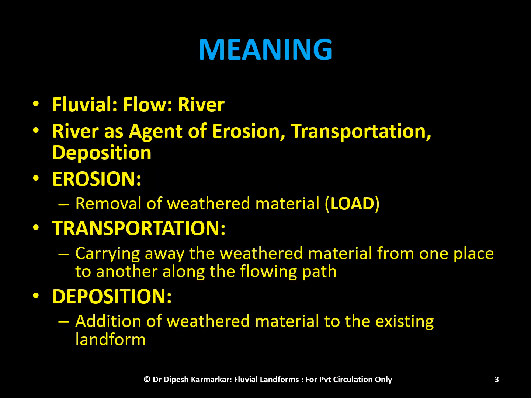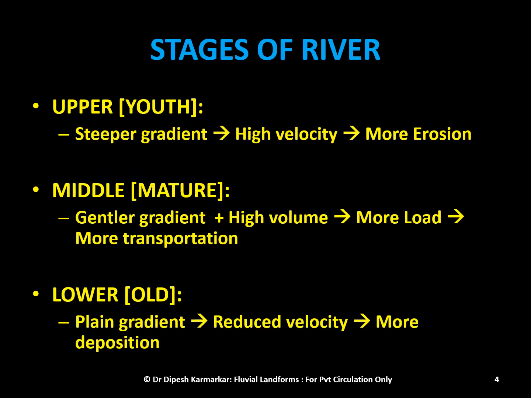The word fluvial refers to the work of a river. A river acts as an agent of erosion, transportation, and deposition. Erosion is the removal of weathered material called the load. Transportation is carrying this material along the river's path, and deposition is the addition of this material to build new landforms. A river passes through three stages.